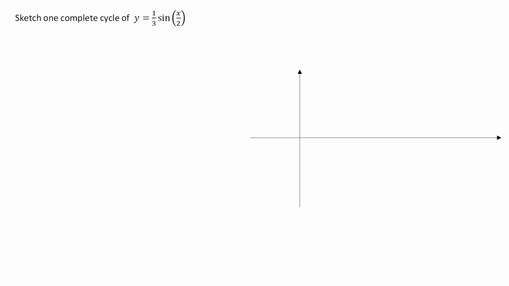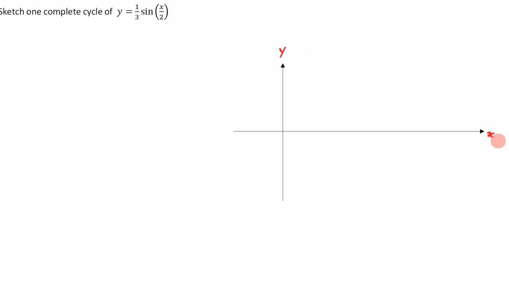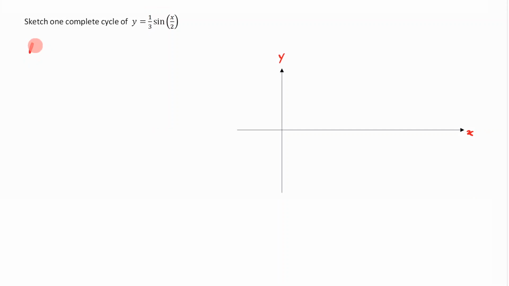We are drawing this graph before us. It says sketch one complete cycle of y equals 1/3 sine of x on 2. So we're going to sketch it here. This will be y and this will be x. Perfect. The first thing I'm going to do is figure out what the amplitude is going to be.